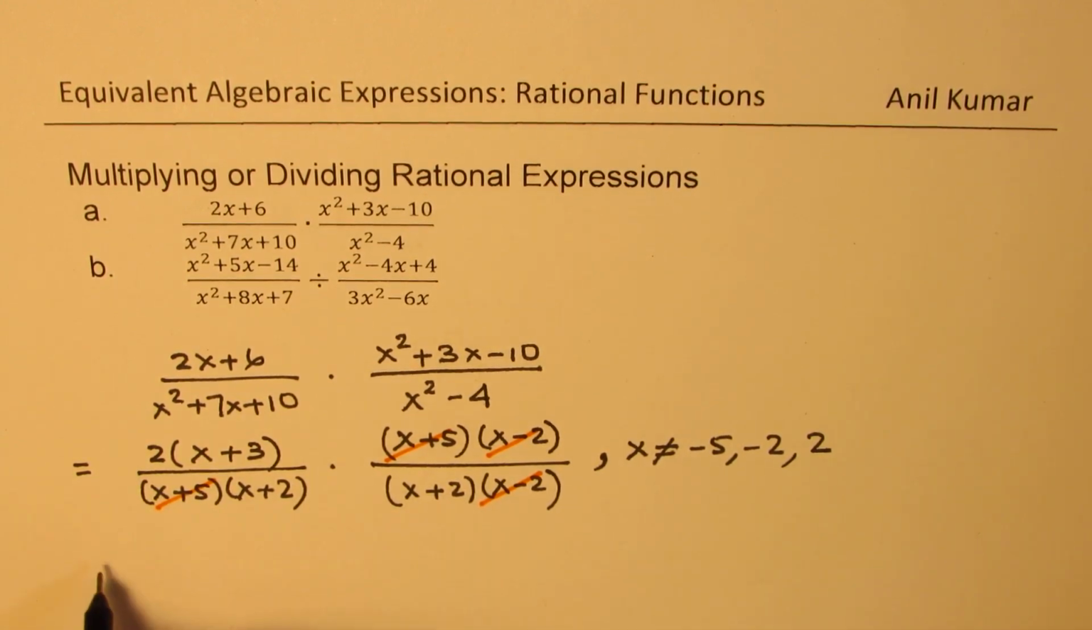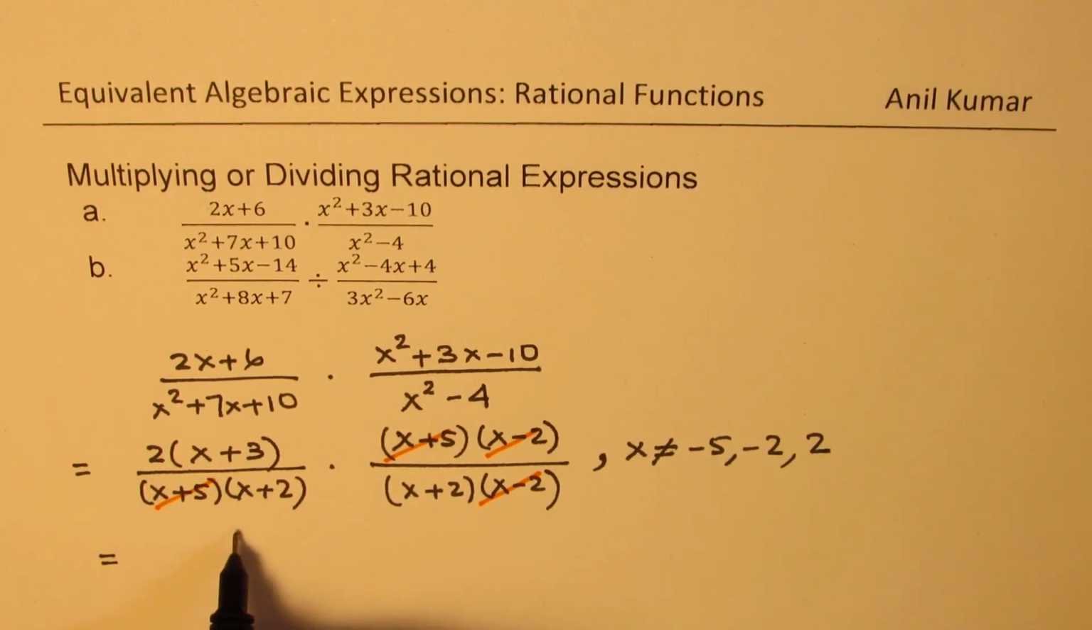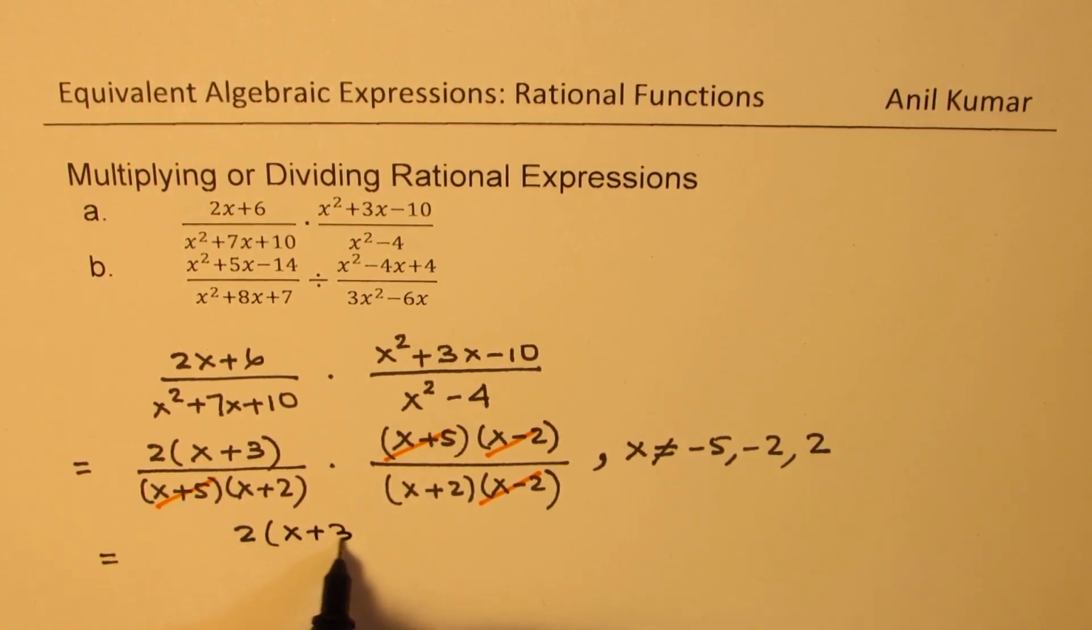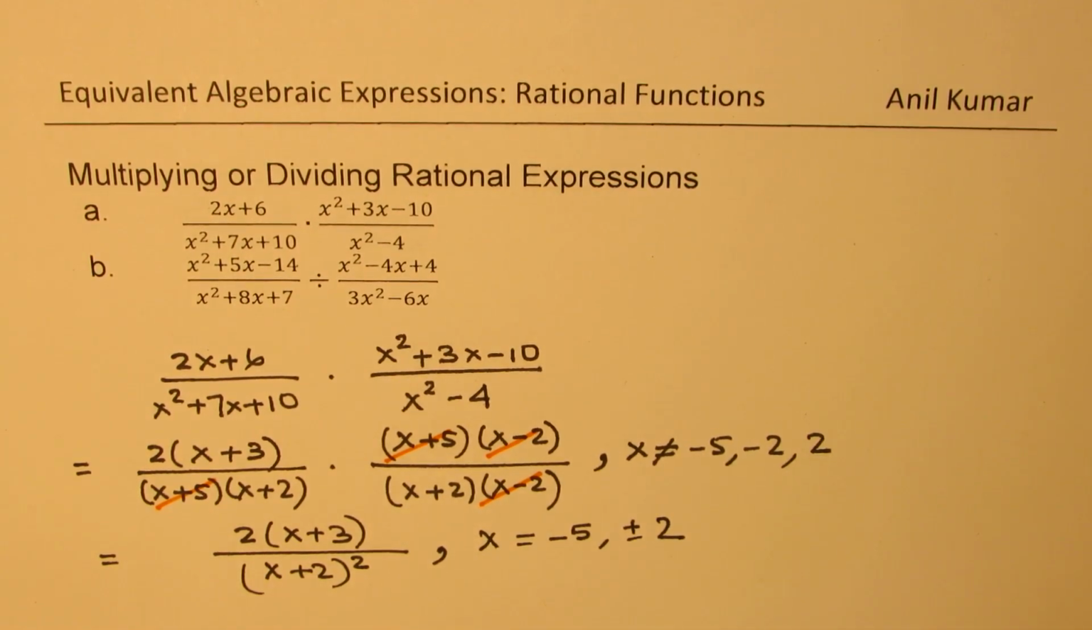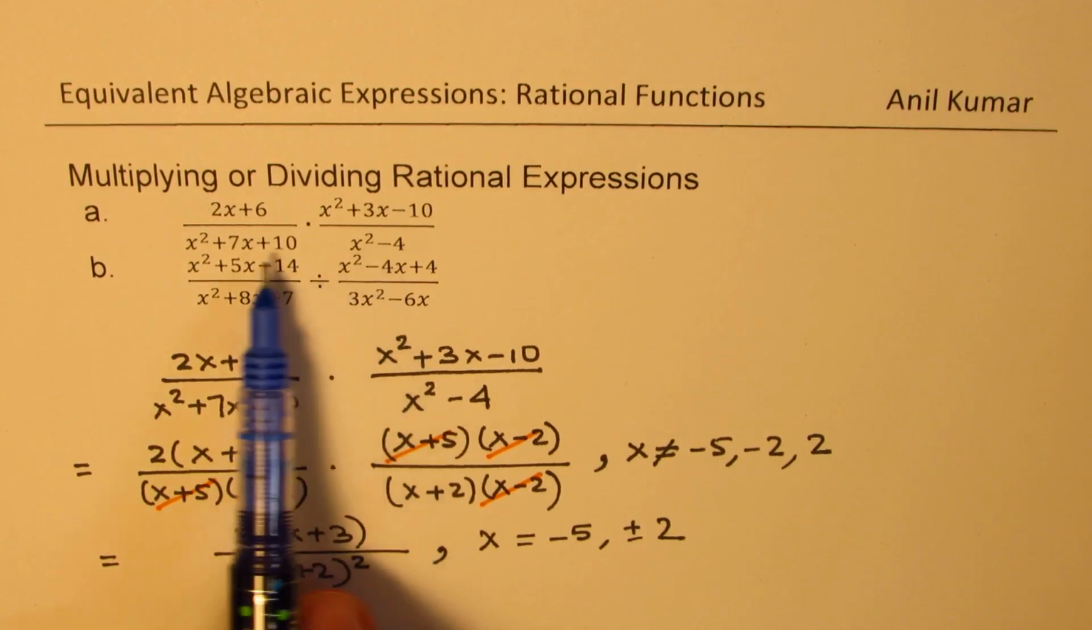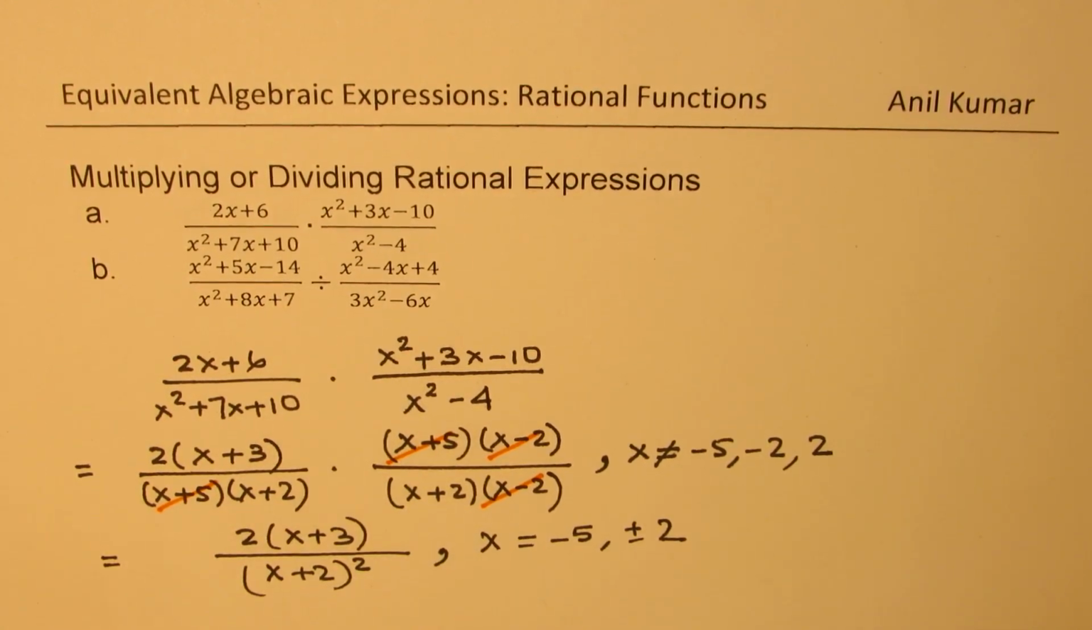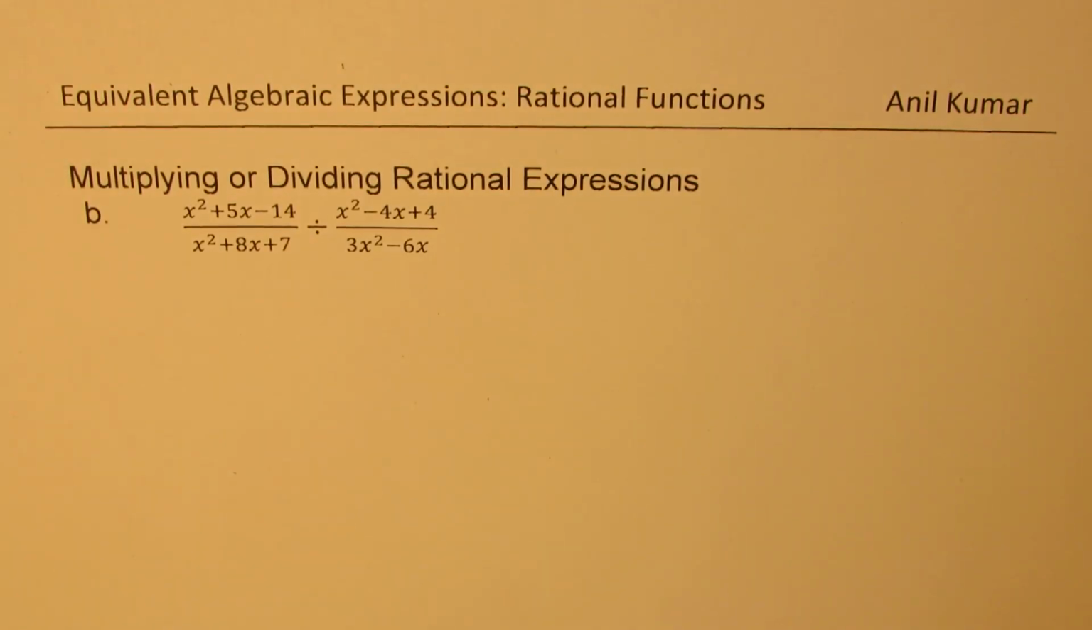these. So we could write this as 2 times x plus 3 in the numerator, and we have x plus 2 whole square in the denominator, and of course the restrictions remain as minus 5 and plus minus 2 cannot be part of this rational expression. So I hope that step is absolutely clear, right? So whenever you are multiplying, the restrictions include the denominator factors not being 0.